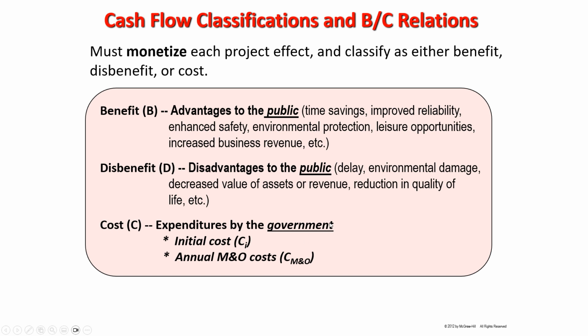Now, the costs are the expenditures by the government to undertake the project, and typically those have two categories. The initial costs, which would be a lump sum at time 0, and then annual maintenance and operation costs.